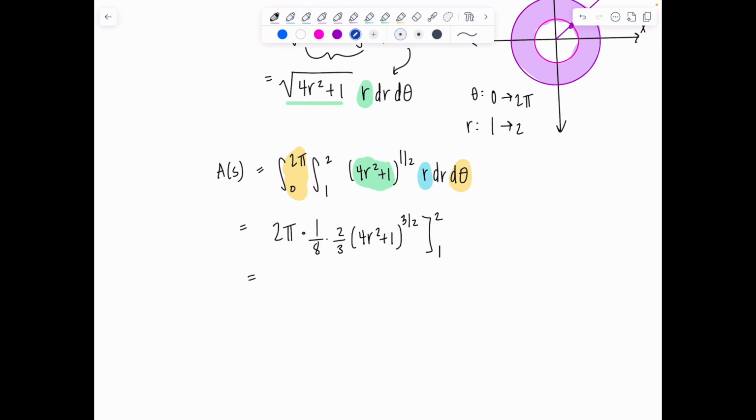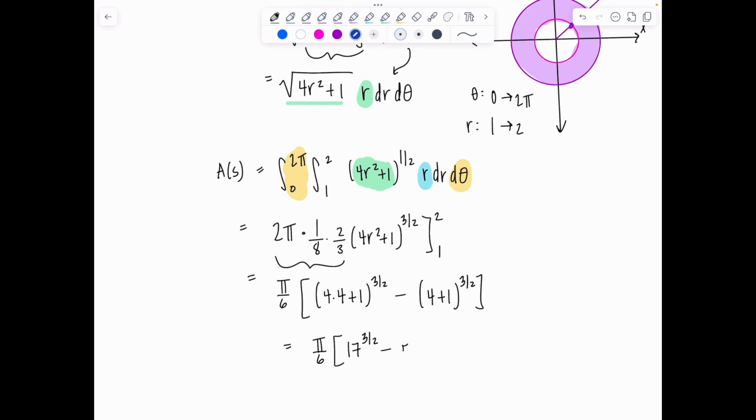See? So good. Okay, so what is this all going to simplify to? 4 over 24, so that's pi over 6. And then I have 4 times 4 plus 1 to the 3 halves minus 4 plus 1 to the 3 halves. And you can just leave it as pi over 6 times 17 to the 3 halves minus 5 to the 3 halves. I know the back of the book writes 17 rad 17 and 5 rad 5, which is fine. It's not wrong. It's just, I don't care. You can stop here. Okay, next one.